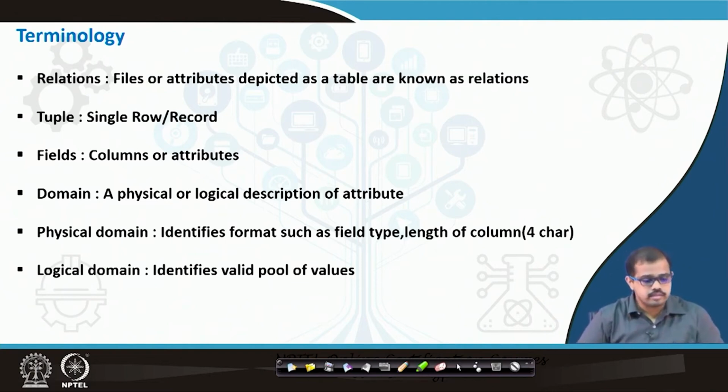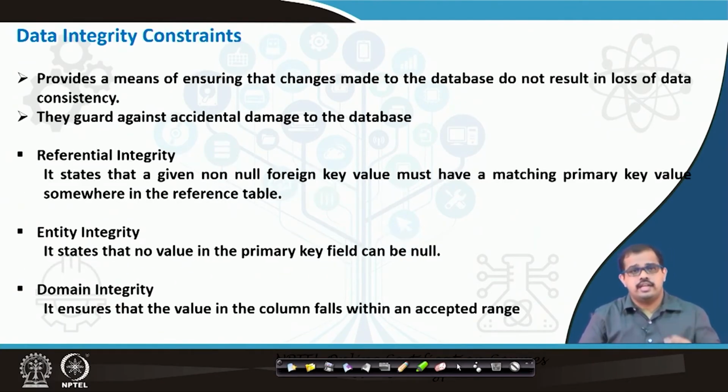Okay, then domain: a physical or a logical distribution of an attribute. This can be anywhere in the database. A physical domain identifies formats such as the field type or the length of a column, normally 4 characters, etc. A logical domain identifies a valid pool of values, that is, the range of values. It may be yes or no values, qualitative or quantitative values, whatever is there, and that becomes a logical domain. Whereas the physical domain gives you the field type, field length, etc. So these are the different terminologies used when you are looking at the database.